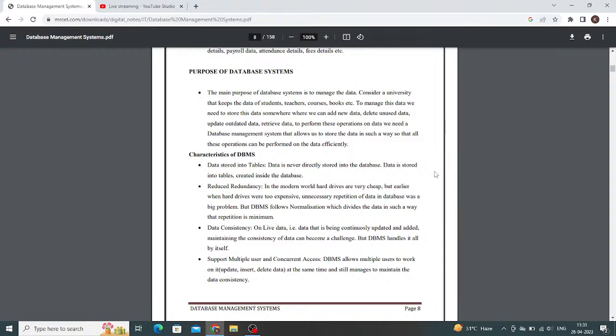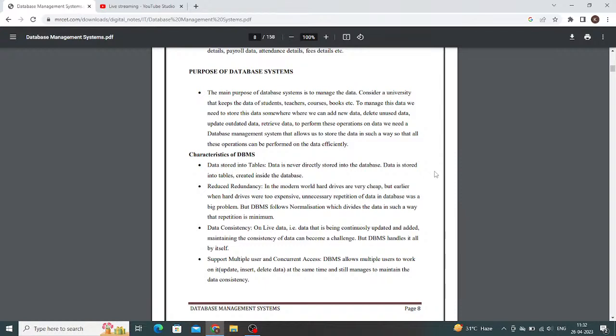Characteristics of a database: data stored into tables. Data is never directly stored in the database; data is stored into tables created inside the database. Reduced redundancy: this is a modern word. Hard drives are very cheap now, but earlier, when hard drives were too expensive, unnecessary repetition of data in a database was a big problem. But DBMS follows normalization, which divides the data in such a way that repetition is minimum.